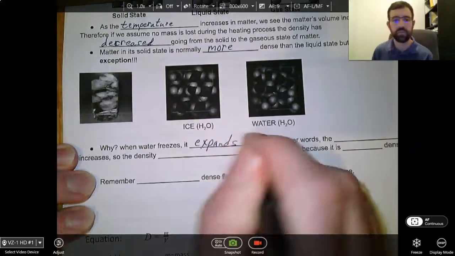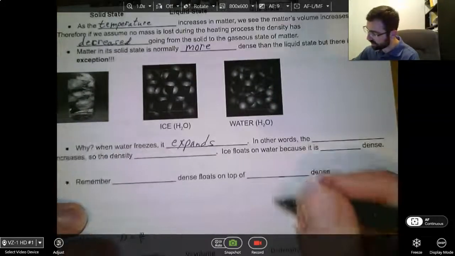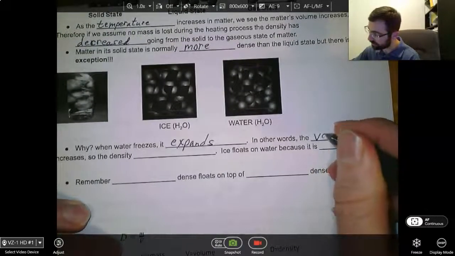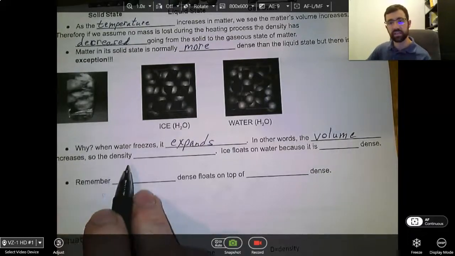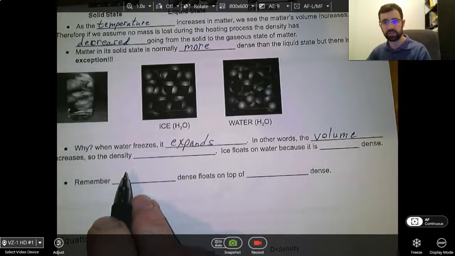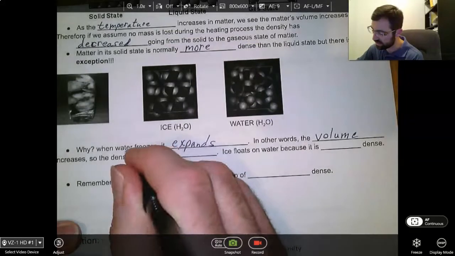You probably know that if you ever put something in the freezer, like an ice tray, or if you tried to freeze a bottle of water or something, it spreads out, it expands, right? So in other words, the volume increases. And when the volume increases, the density decreases. The mass didn't change, just the volume. So if the volume increases, the density decreases.